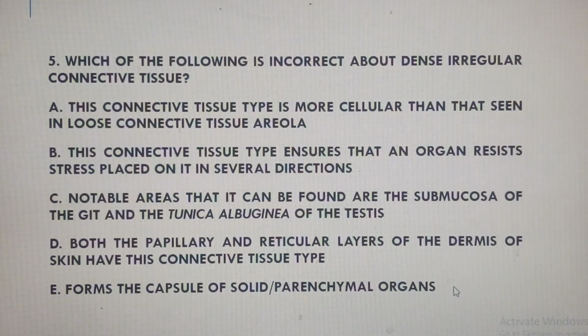But let's go to that of E. E says forms the capsule of solid or parenchymal organs. That's a very true statement. If we talk about solid organs, or organs which are organized into functional parenchyma, we are going to find what we call a capsule being the covering, and the capsule is going to be made of dense irregular connective tissue.